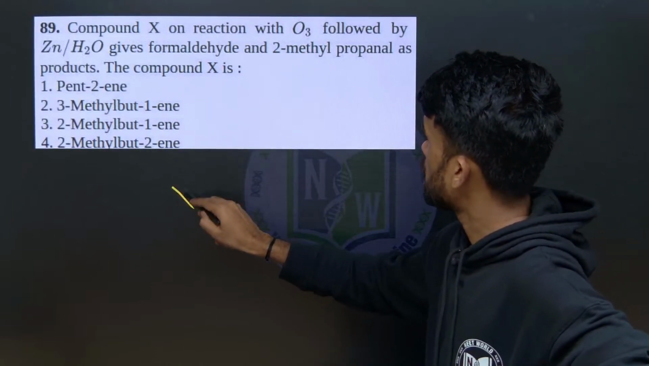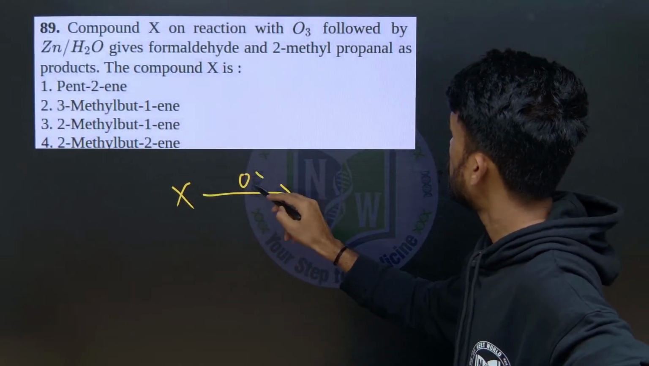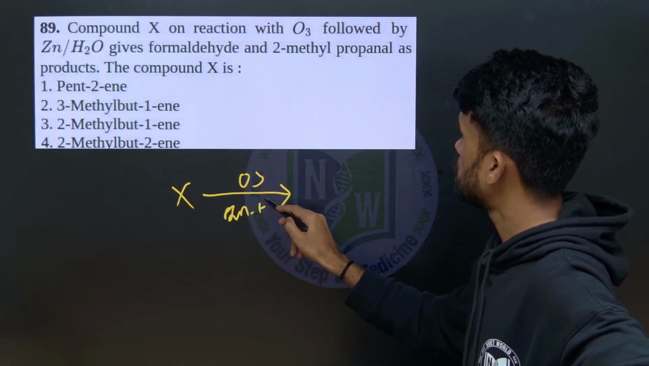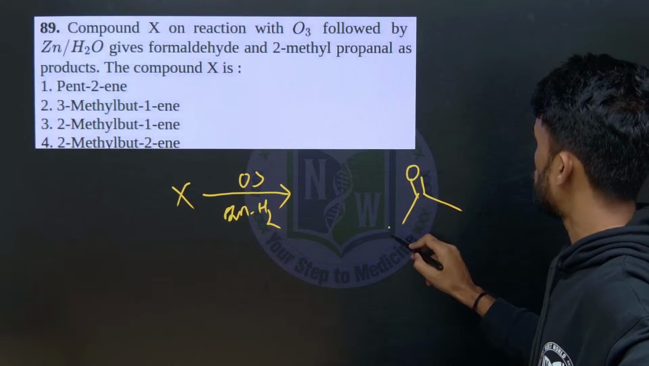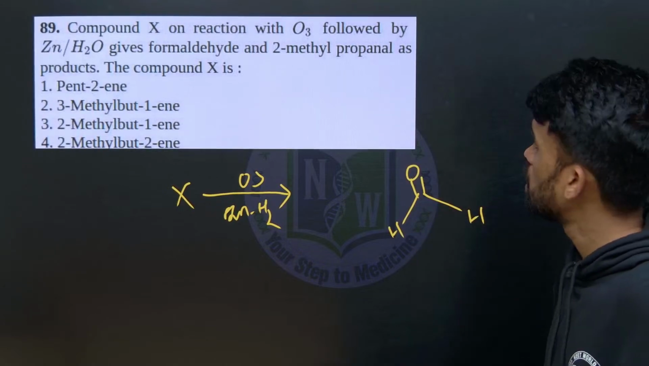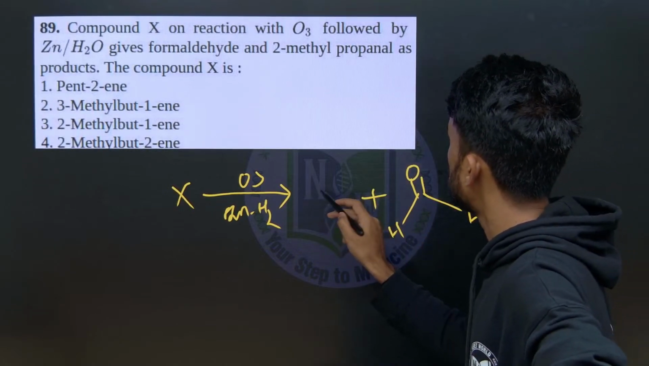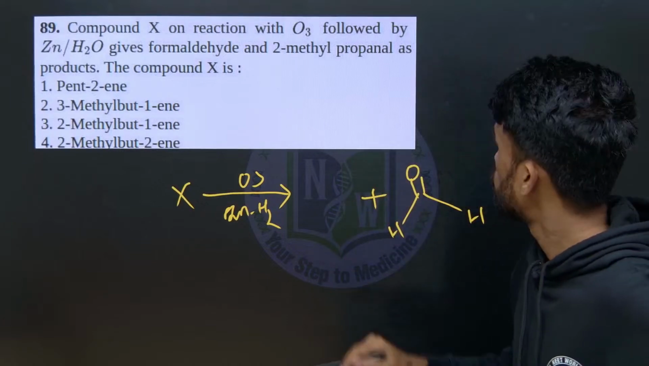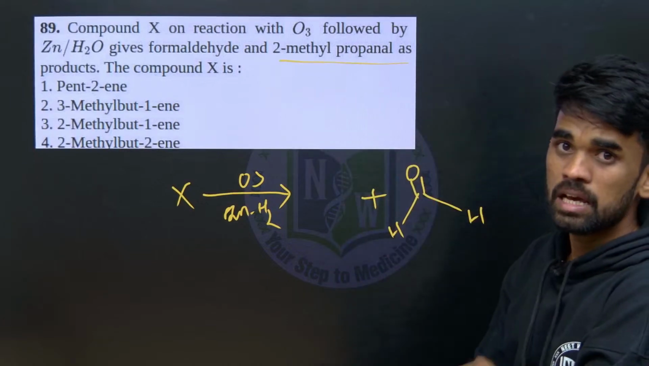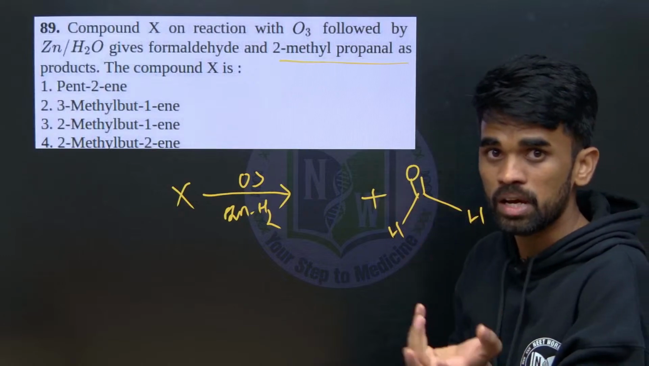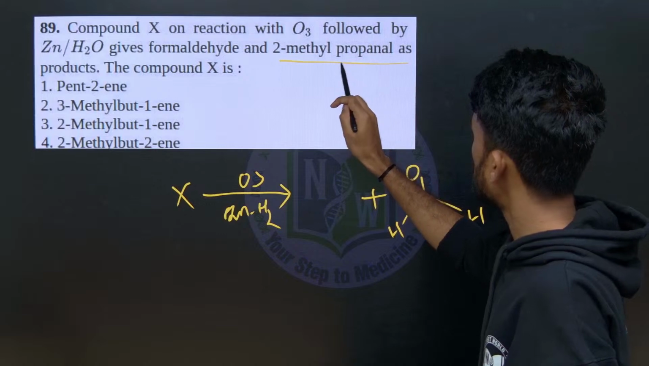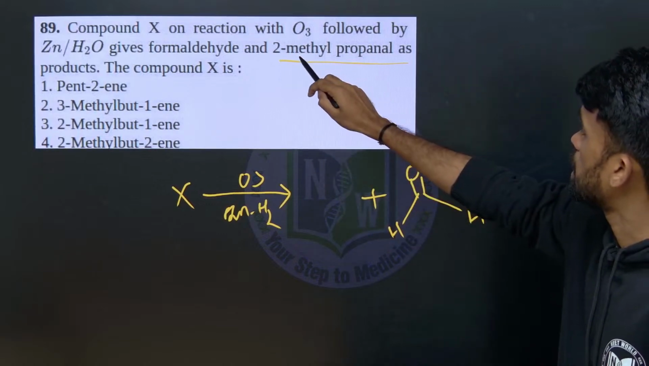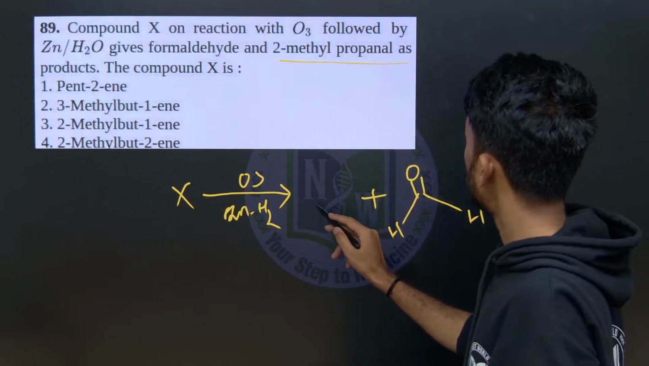So compound X on reaction with ozone and Zn/water gives formaldehyde. Yes, every time there will be one question on this ozonolysis topic. I have explained everything clearly using the trick for ozonolysis and hydroboration, everything from the hydrocarbon chapter. So you can go and watch the hydrocarbon chapter if possible. Okay. So this is formaldehyde and the other one is 2-methyl propanal.